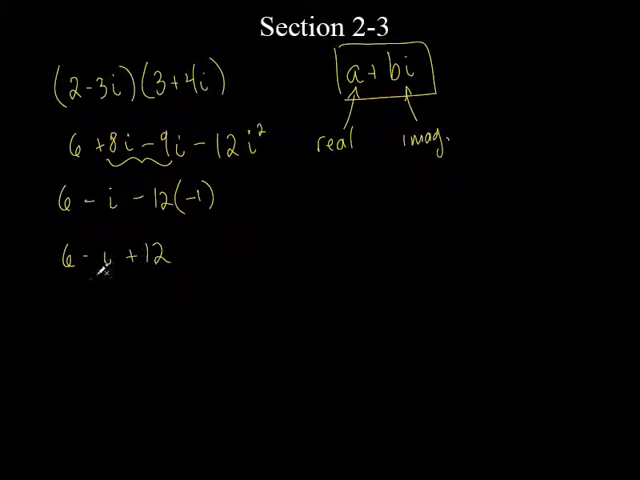So the real part goes first. So what are we going to do first here? Add up the reals, right? So 6 plus 12 is 18. So that's going to go first because the real always goes first, then the imaginary goes next.